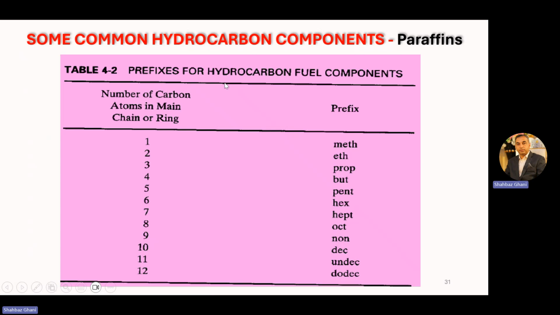Now, prefixes for hydrocarbon fuels, for the number of carbon atoms in the main chain or rings, 1 to 12: meth, eth, prop, but, pent, hex, hept, oct, non, dec, undec, dodec, giving methane, ethane, propane, butane, pentane, hexane, heptane, octane, nonane, decane, undecane, dodecane.